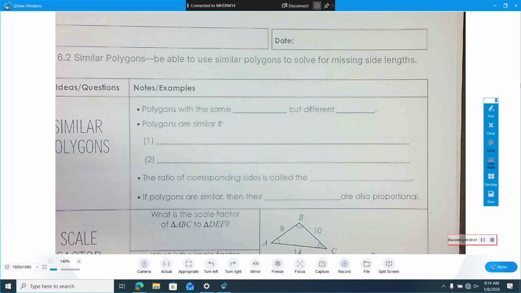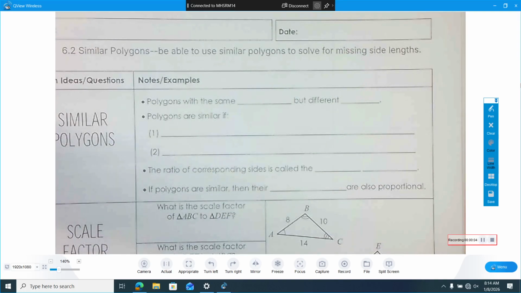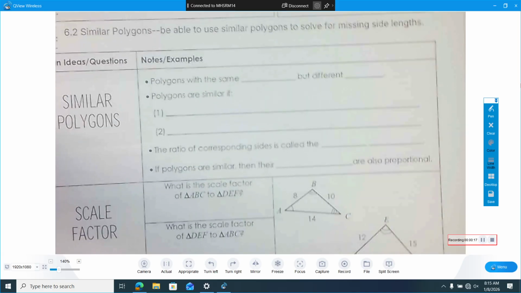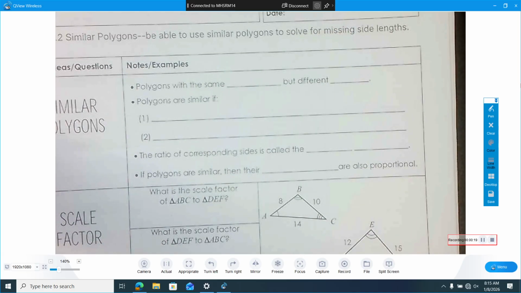We are talking about similar polygons, similar figures. We are going to be able to understand what they mean and how we can use them. And we'll be using similar figures for a long time here, so it's going to come up over and over.